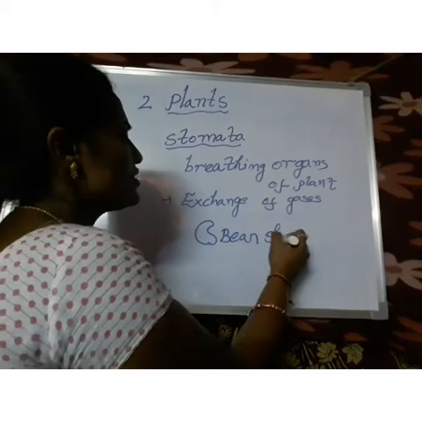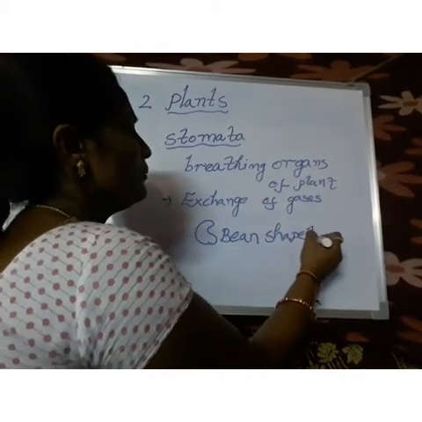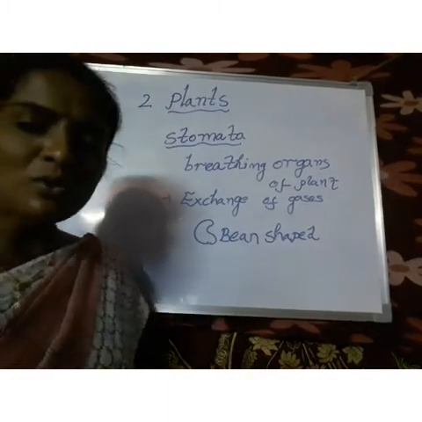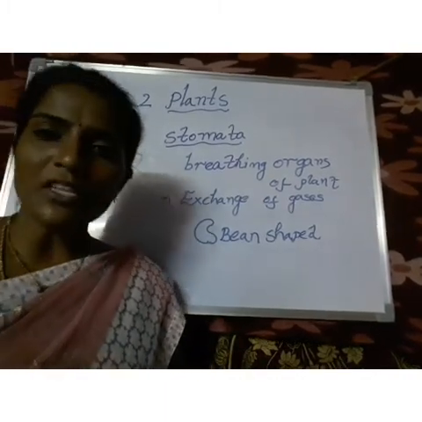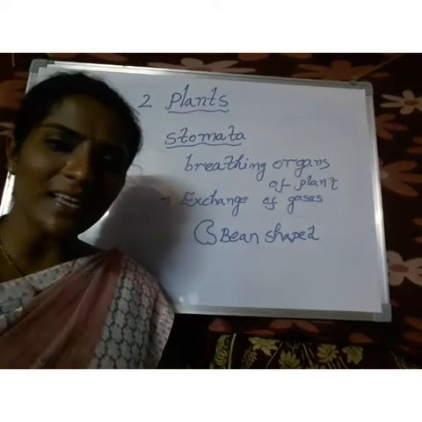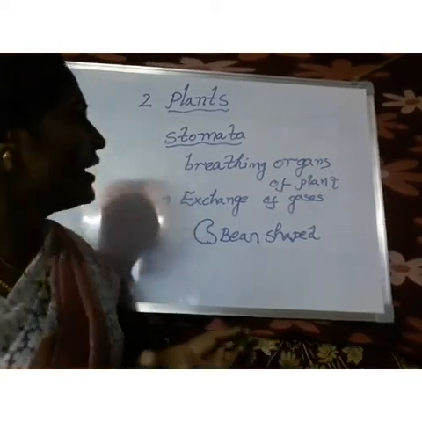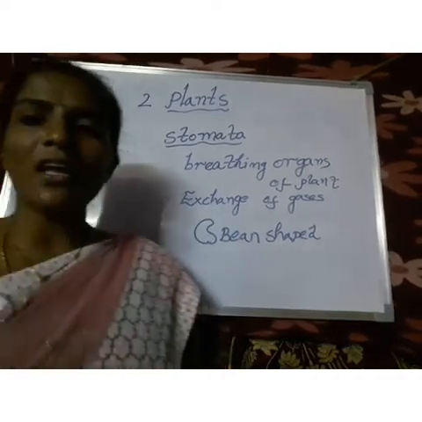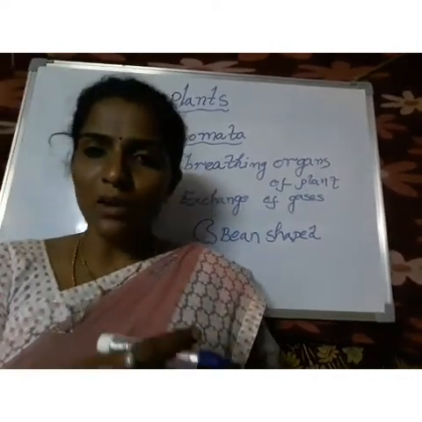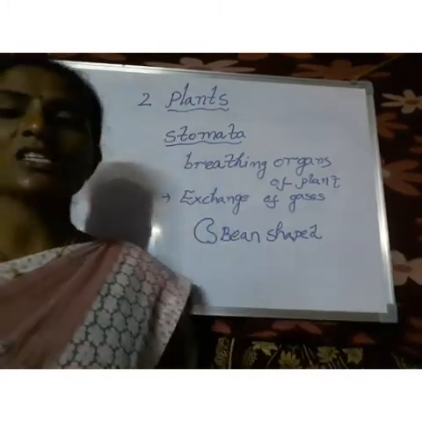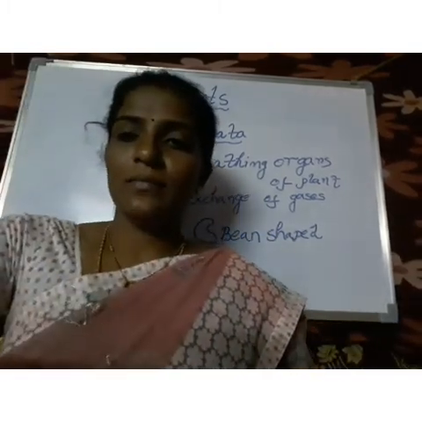So the bean shaped organs present in the plant are stomata, and coming to our body, what are the bean shaped organs in our body? Come on, say that is kidneys. Okay, now these bean shaped organs are present in the leaf, known as the breathing organs of the plant, and they also take part in the exchange of gases.